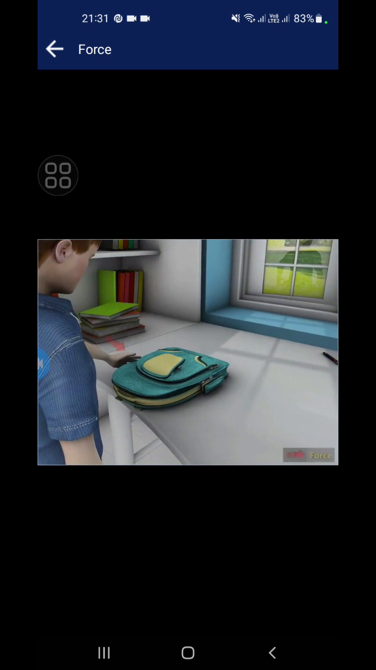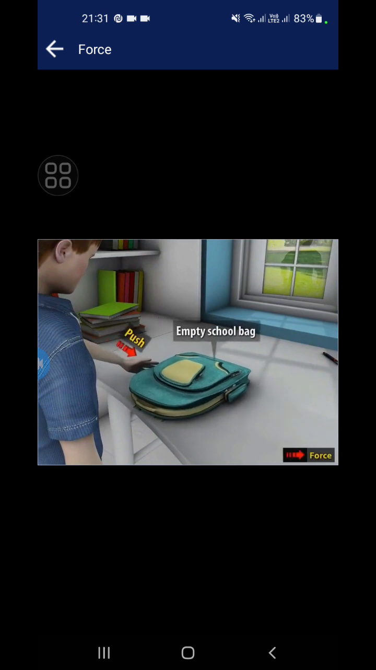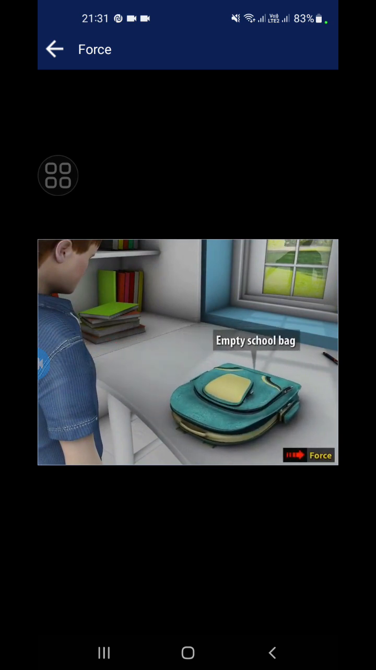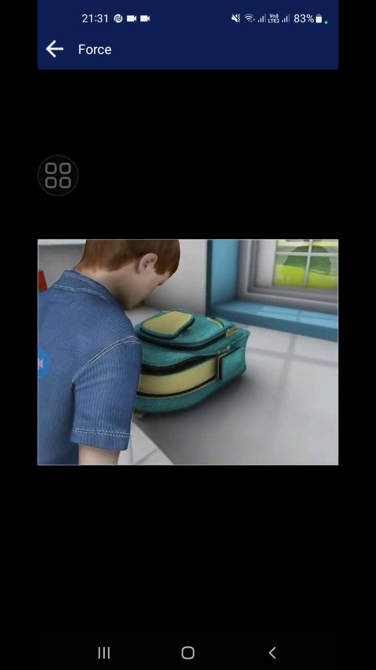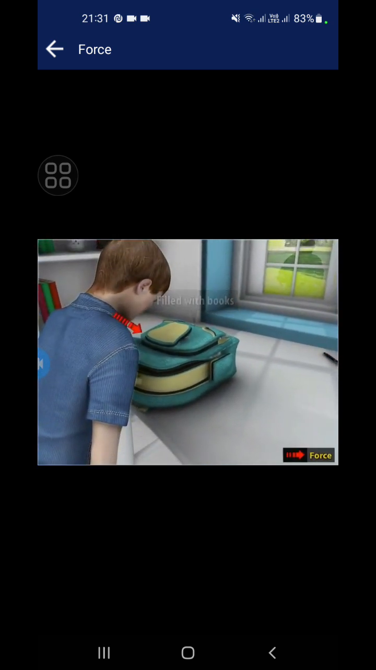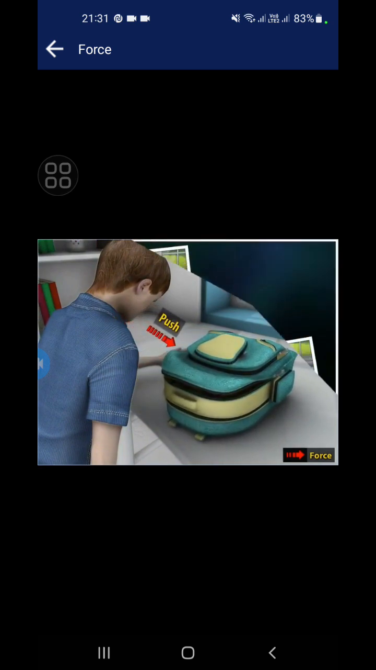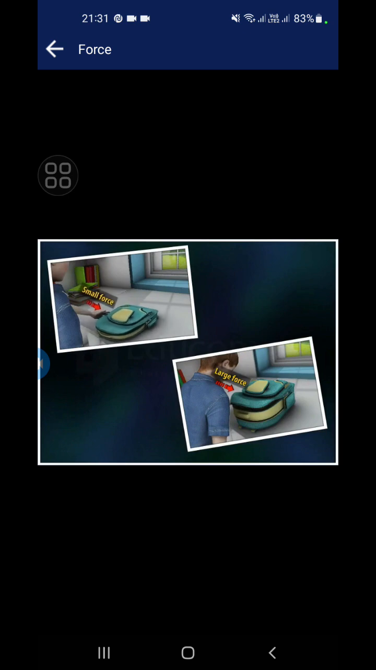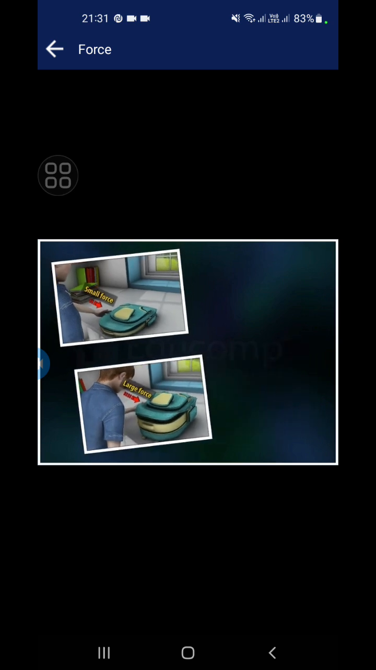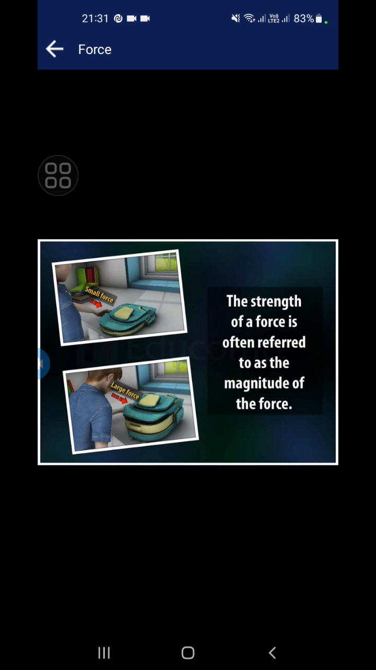To learn more about force, push an empty school bag. Then, fill the bag with books and push it. To push the empty bag, you apply a small force. But with books inside the bag, you need to push harder. That is, you need to apply a large force. The strength of a force is often referred to as the magnitude of the force.